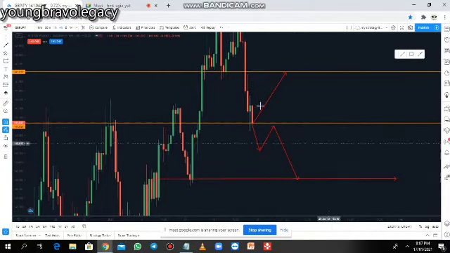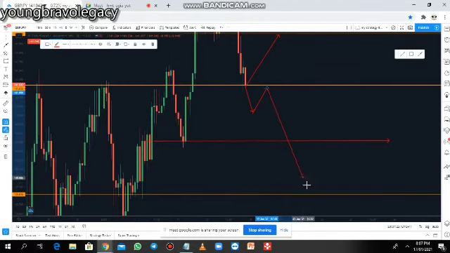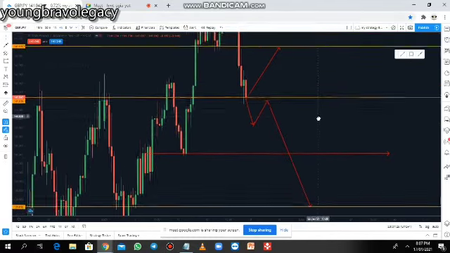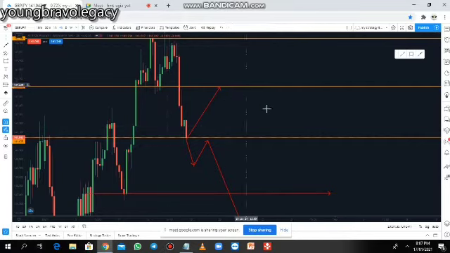This is what I'm expecting from GBPJPY this week. That we break down and come all the way to this area. Or we go back to this zone and start playing in this zone a while, because price might start playing in this zone. It might come up here, come down, you understand?